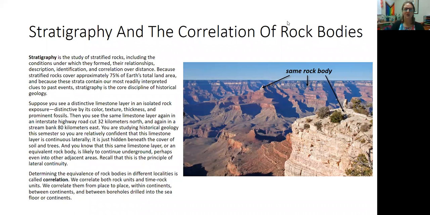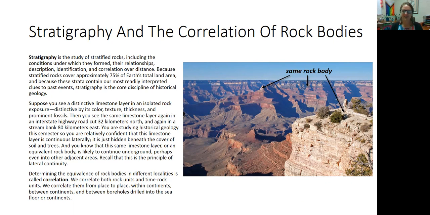All right, continuing on with sedimentary rocks. Stratigraphy is the study of stratified rocks. And by stratified rocks, I just mean those layered sedimentary rocks. All right, so stratigraphy studies those layered sedimentary rocks. And because these stratified rocks cover about 75% of Earth's total surface area, it's a very good skill to have as a geologist, to be a stratigrapher.